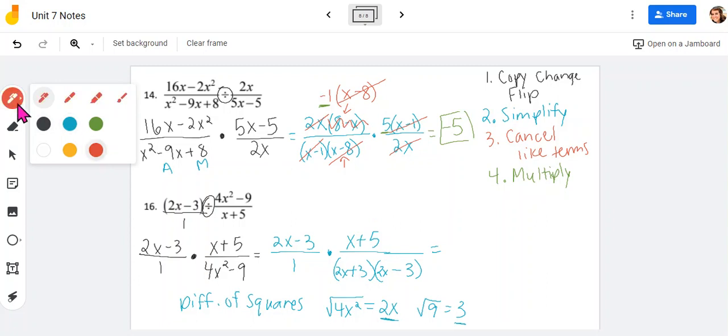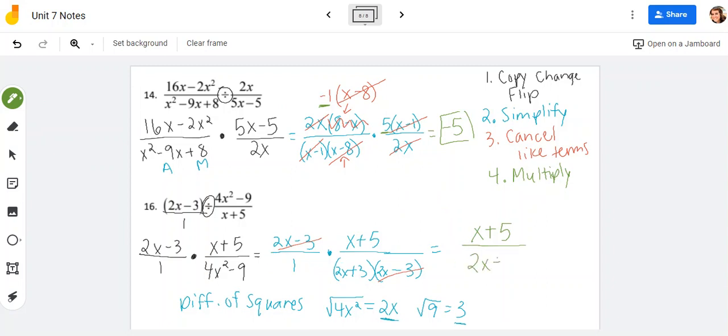Now that I have simplified, I can cancel. So I see I've got a 2x minus 3 and a 2x minus 3 that cancels. But it doesn't look like there's anything else. So now I'm just going to multiply across the tops and across the bottom. And I find that this is my final answer.